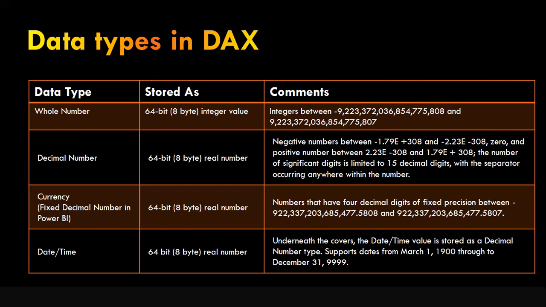Okay. And the next one is the date time data type. Even in this case, it takes a 64-bit real number, and it takes the range from March 1, 1900 through to December 31, 9999. So anything after this, if you store it, it will not work. Anything before this, if you store it, it will not work.